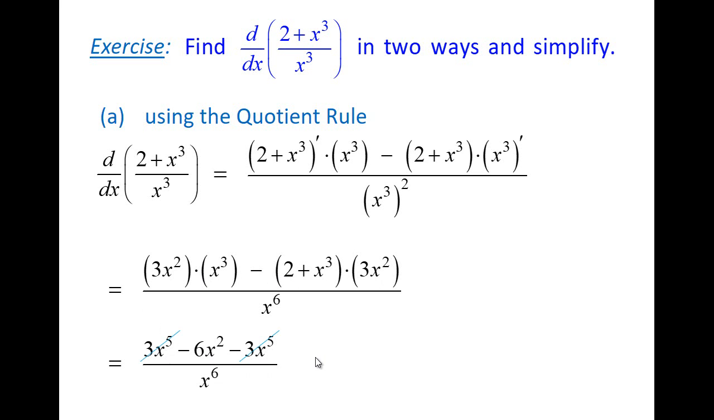We get negative 6 divided by x to the 4. Okay, so we calculated the derivative here by using the quotient rule, and we got negative 6 over x to the 4. So now let's find the derivative without using the quotient rule.